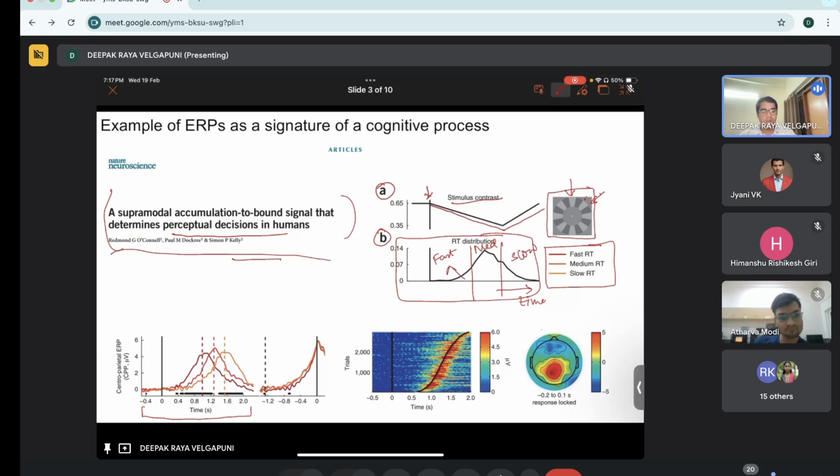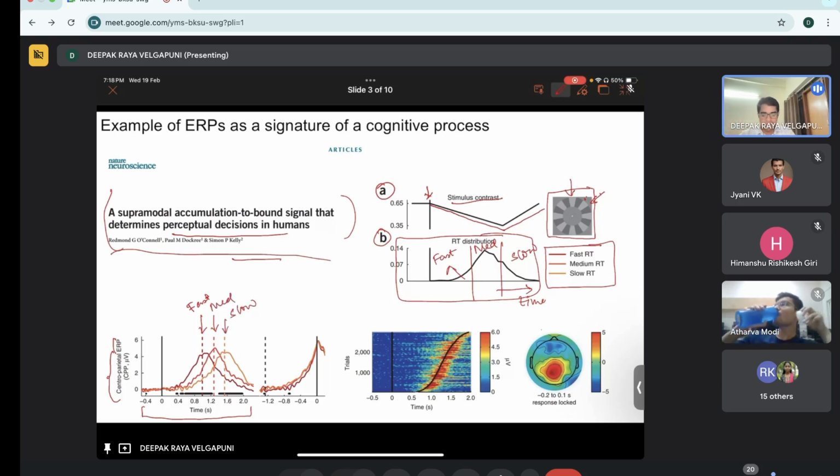So now what they do is, on these participants, they compute an ERP from centroparietal electrodes. Let's say they take some central three electrodes on the scalp, and they take an average, and like what we do for ERPs, they plot ERPs across trials. So you see that they split the trials into faster trials, in which participants responded fast, this is fast, this is medium, and this is slow.